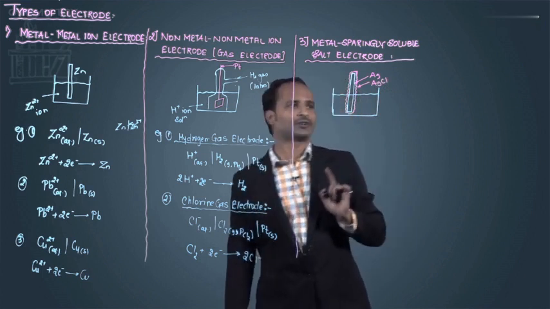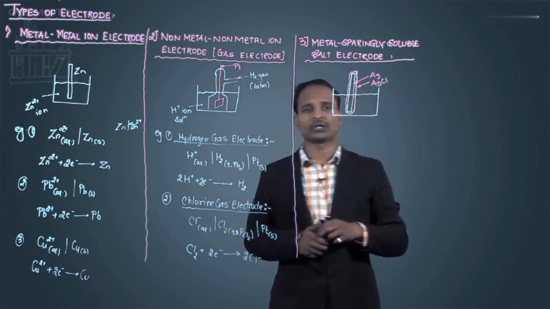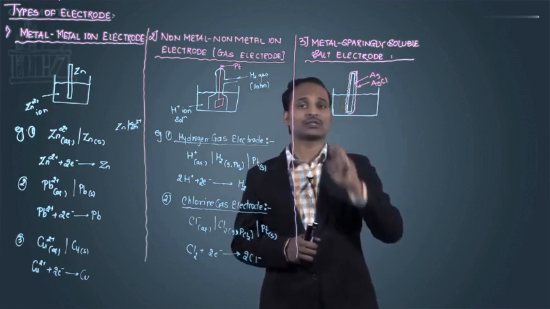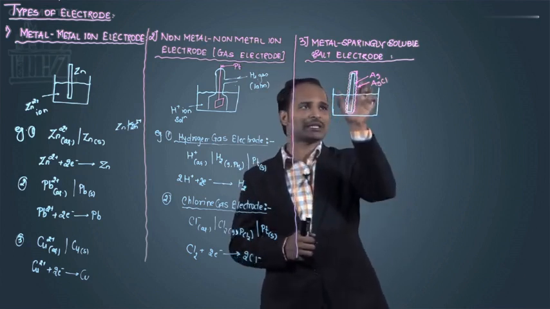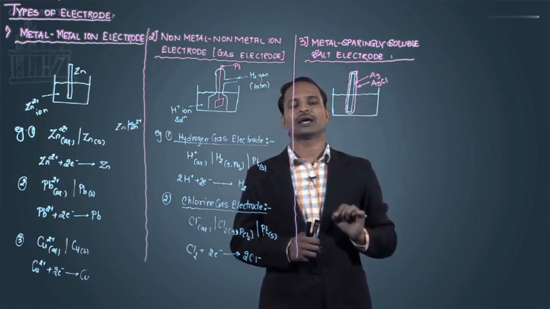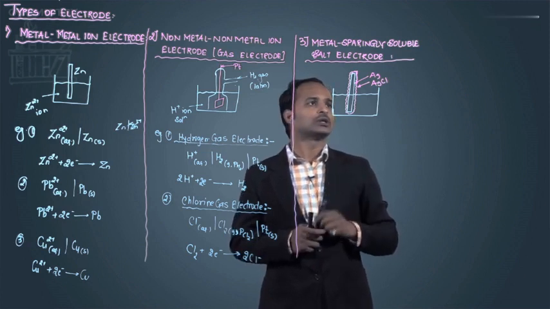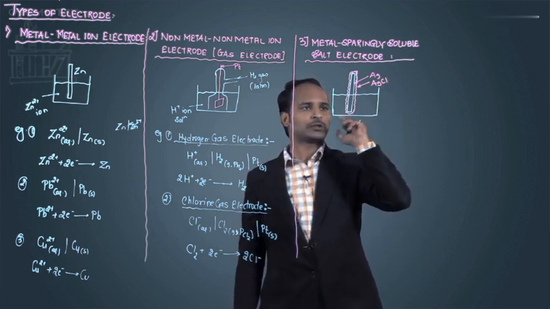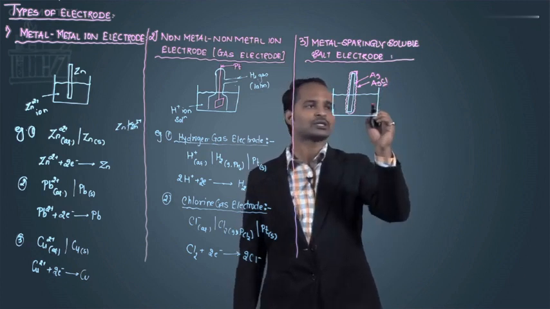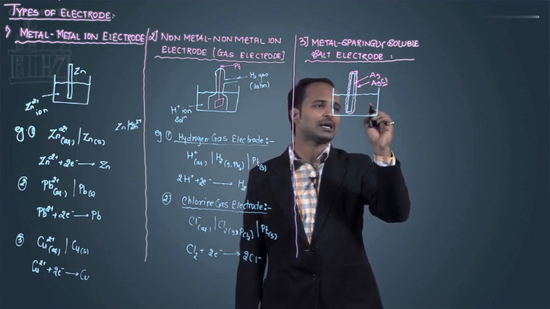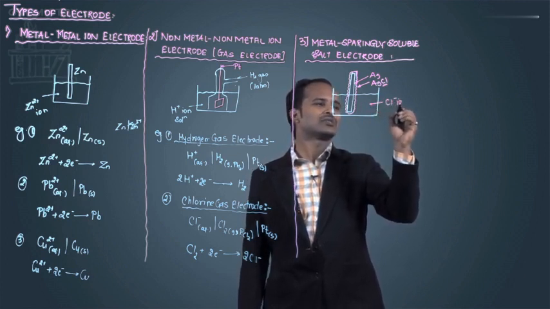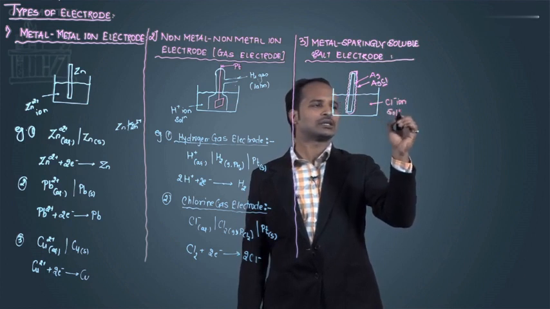So the first condition is that the electrode should be coated with the salt of the same metal ions, which is sparingly soluble. And the electrode coated with the salt should be kept in a solution containing the same anion which is present in the salt. So the salt contains chlorine ion, so this solution should contain Cl minus ions. So it is a 1 molar Cl minus ion solution, I can say.